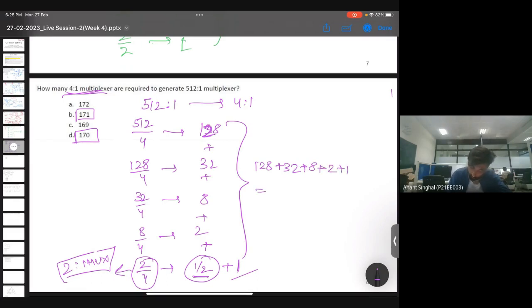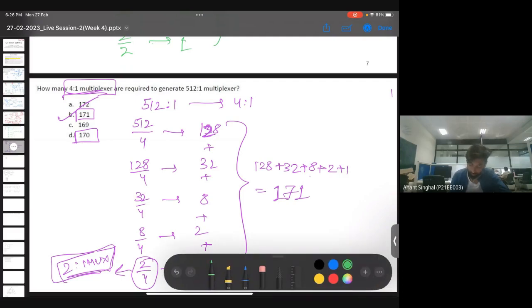Okay, can anyone tell what is it? It is nothing but 171, which is option B. So I hope now you know that half means that we can make it using a 2 cross 1 mux also, the last input. But since we only have 4 cross 1 muxes, we'll use two of the inputs of the 4 cross 1 mux. So we need to take an extra 1 mux. So that is why the answer is 171, not 170. Is it clear now?